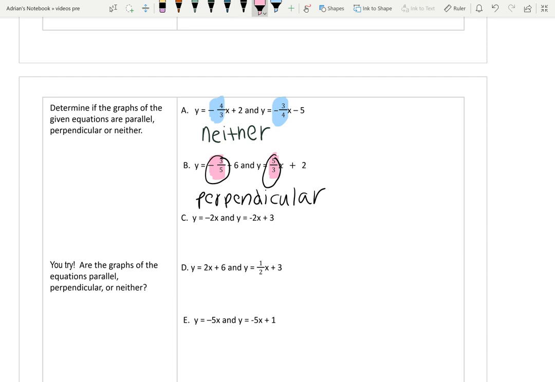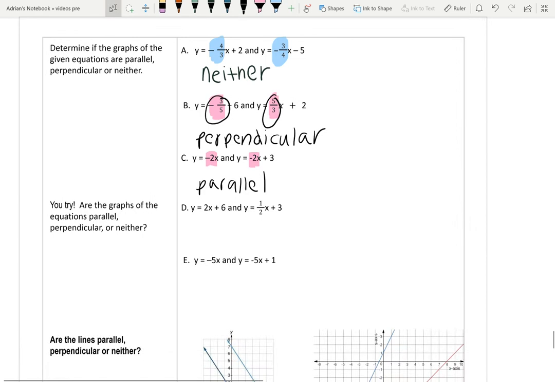Okay, next I have a slope of negative 2 and a slope of negative 2. Well, these are exactly the same, so they are parallel. All right, next I have a slope of 2 and a slope of 1/2. Well, they are reciprocals of each other because technically 2 is 2 over 1, but they're both positive, which means it can't be perpendicular because that would have to have one positive, one negative. So this is neither. My last one has a slope of negative 5 and a slope of negative 5. Exactly the same, means parallel.